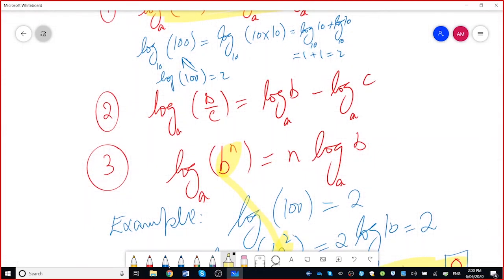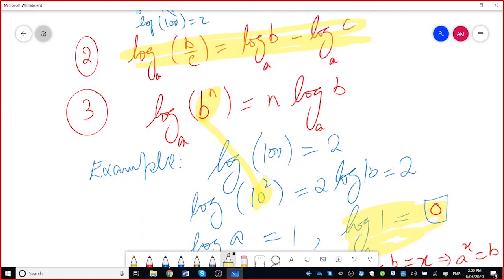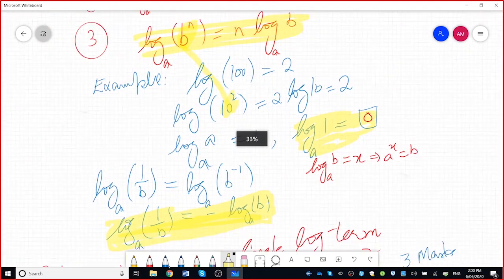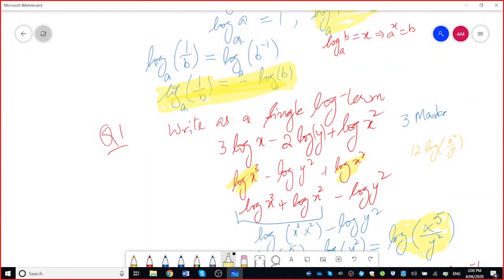The second law was, if you divide a number by another number, taking the logarithm is the same as taking the logarithm of the first number and subtracting the logarithm of the second number. I am talking about this formula. The third formula we learned is that if it is a power, it becomes times the logarithm. Another thing we learned was that logarithm of 1 over b to the base a is like minus of log b.